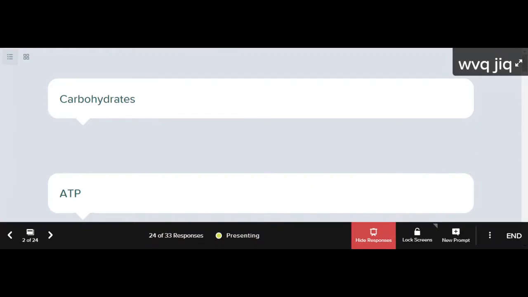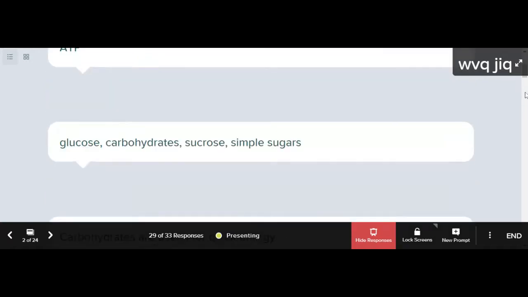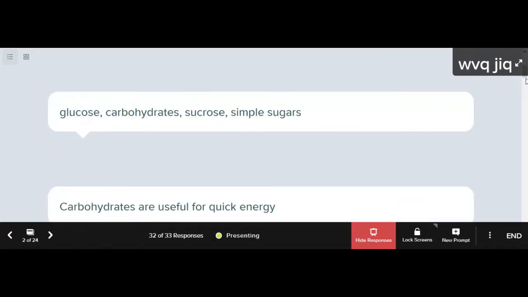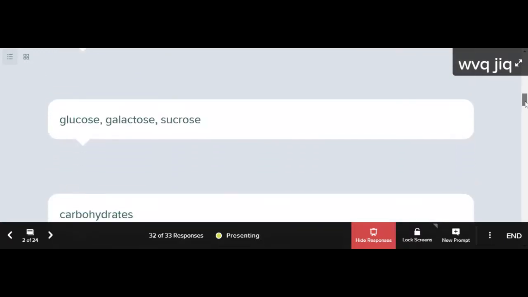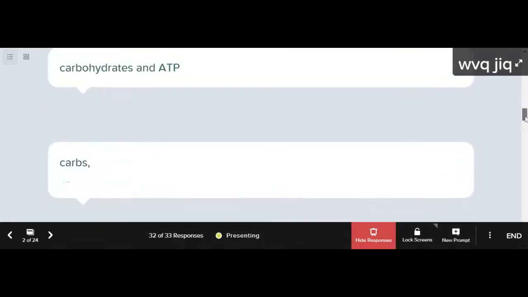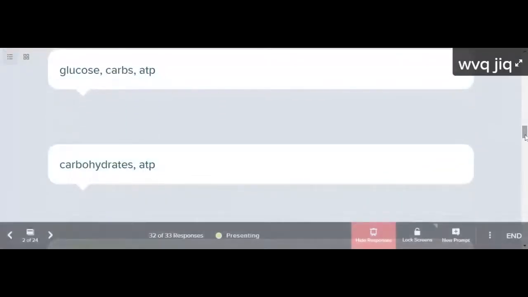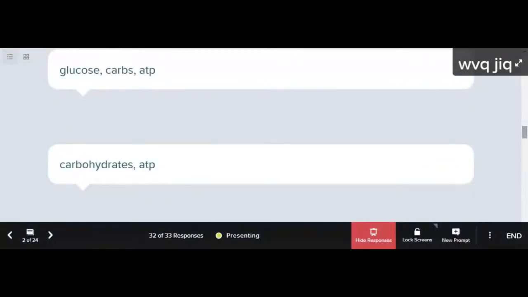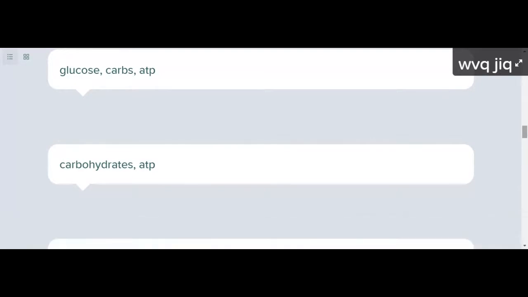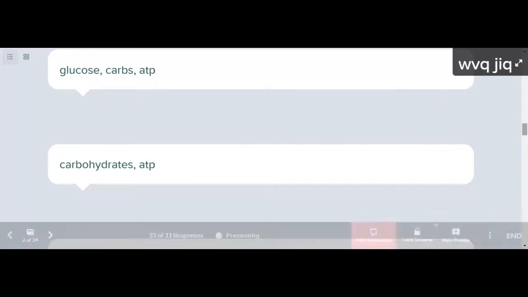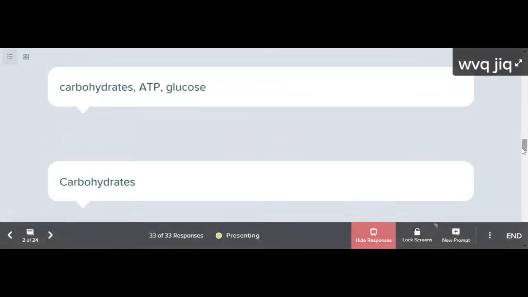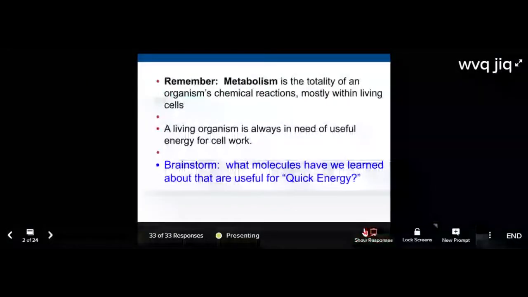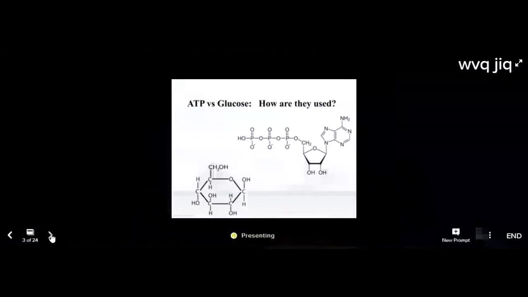Yeah, carbohydrates and ATP. Yes, exactly. I was hoping that you would cotton on that carbohydrates are also in that group. Glucose, simple sugars. Those are for quick energy, aren't they? Carbohydrates, sugars, ATP. Most of you probably said ATP first because I introduced the class as being about that. But I wanted to make a point about the fact that we also learned that glucose is another quick energy molecule. So good for you for remembering that.